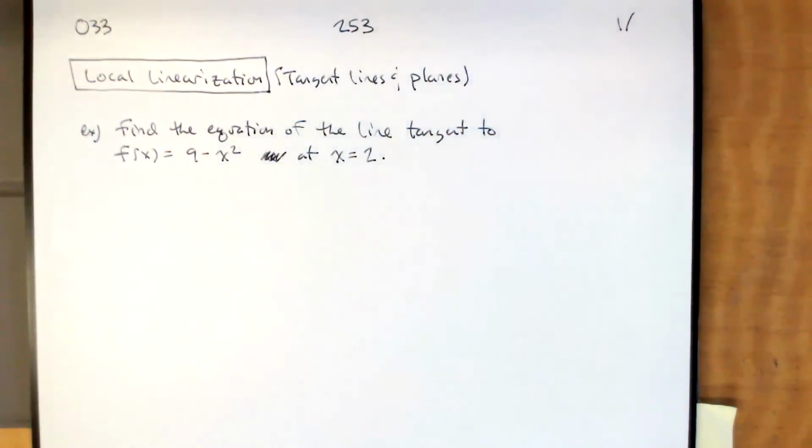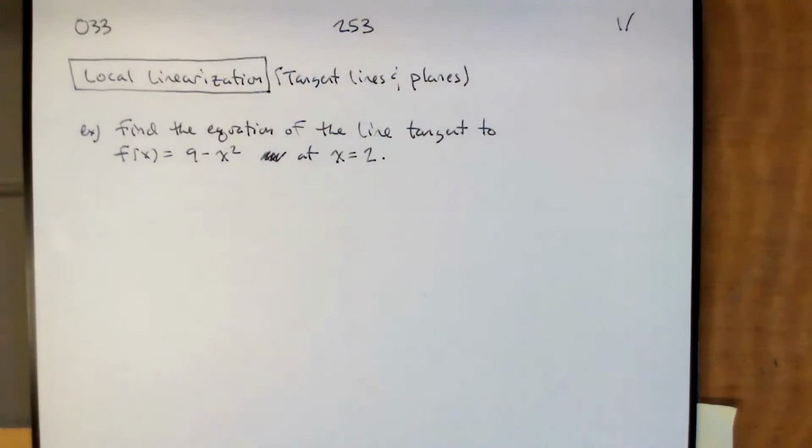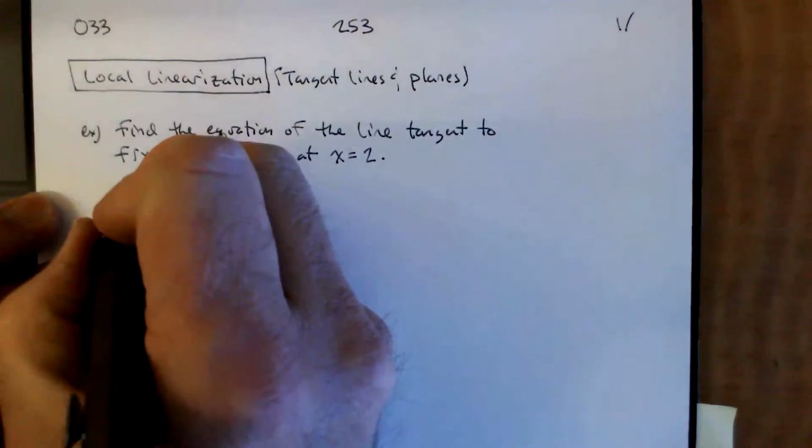So here's an old version of a problem. Find the equation of a line tangent to a curve at a given point. We can also ask this question by asking, what's the best linear approximation of the function 9 minus x squared near x equals 2? So that would be an alternate way of asking for you to do the same thing. So what's the best linear approximation?